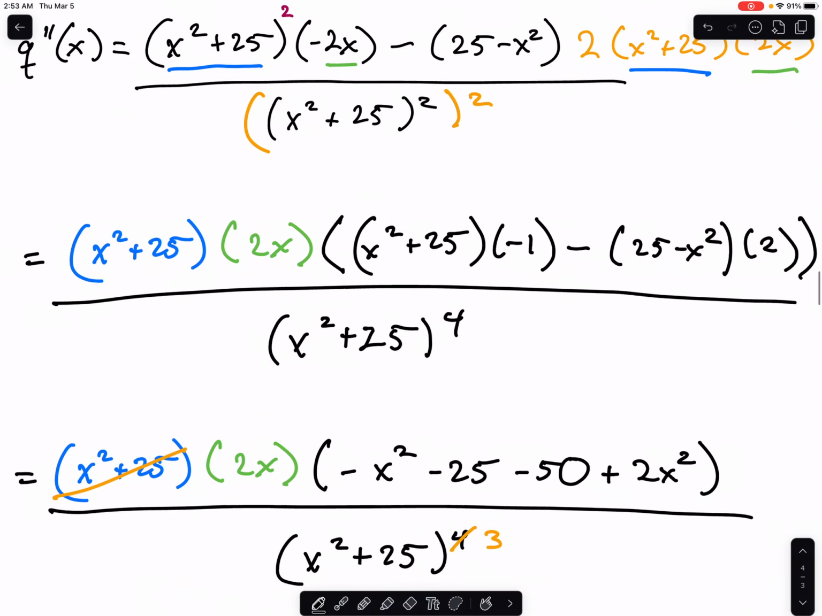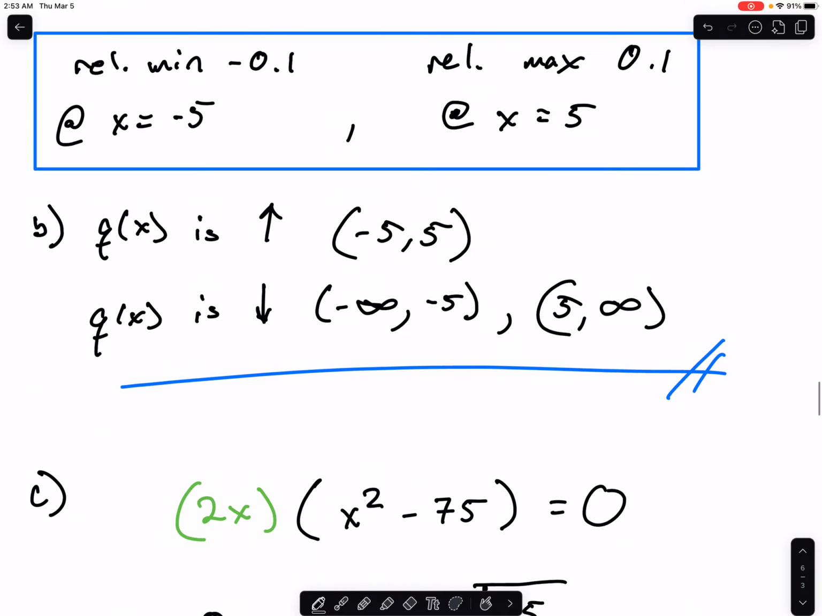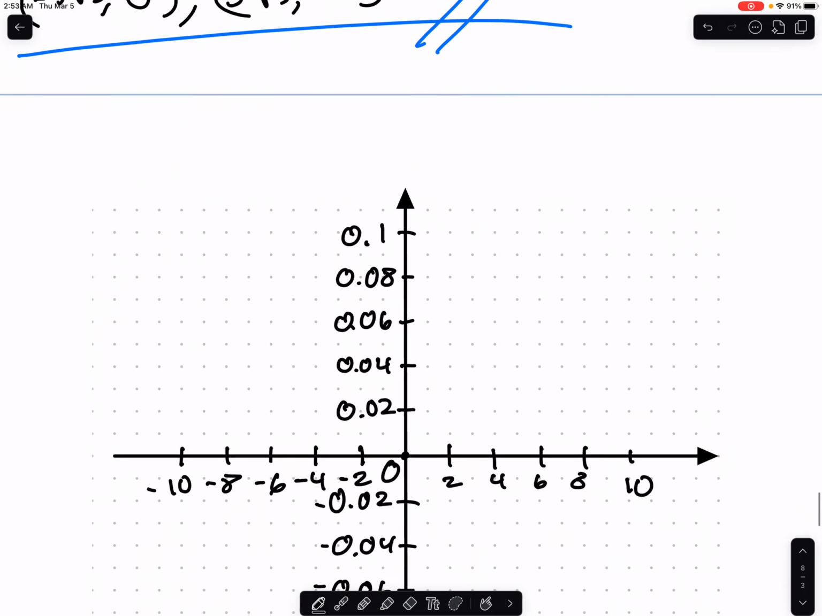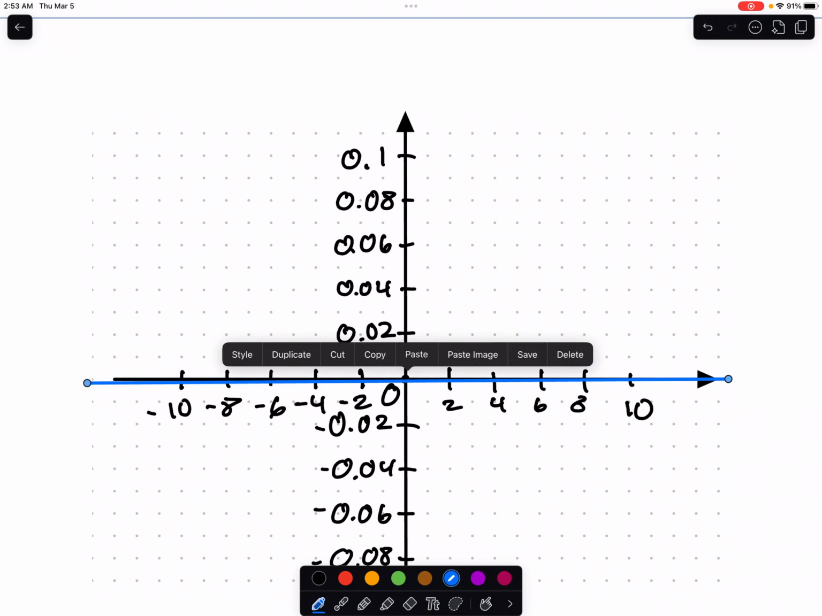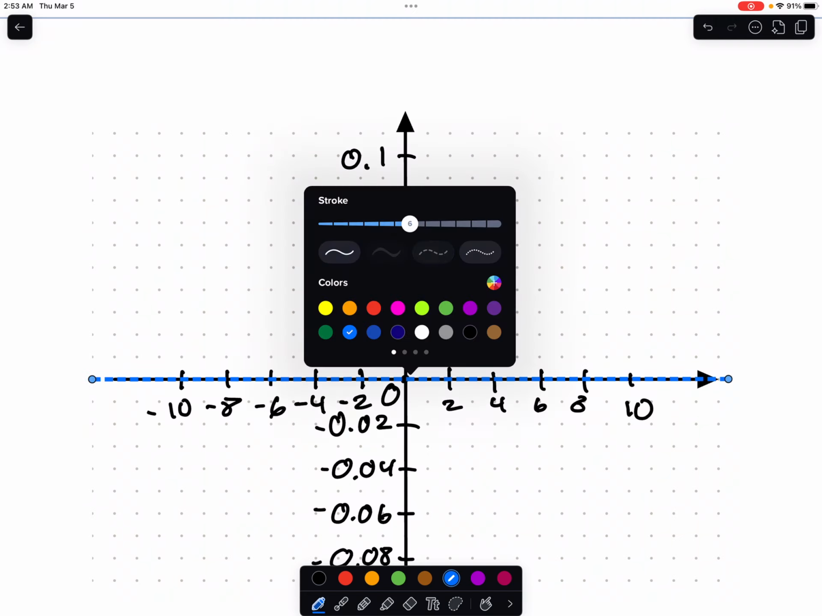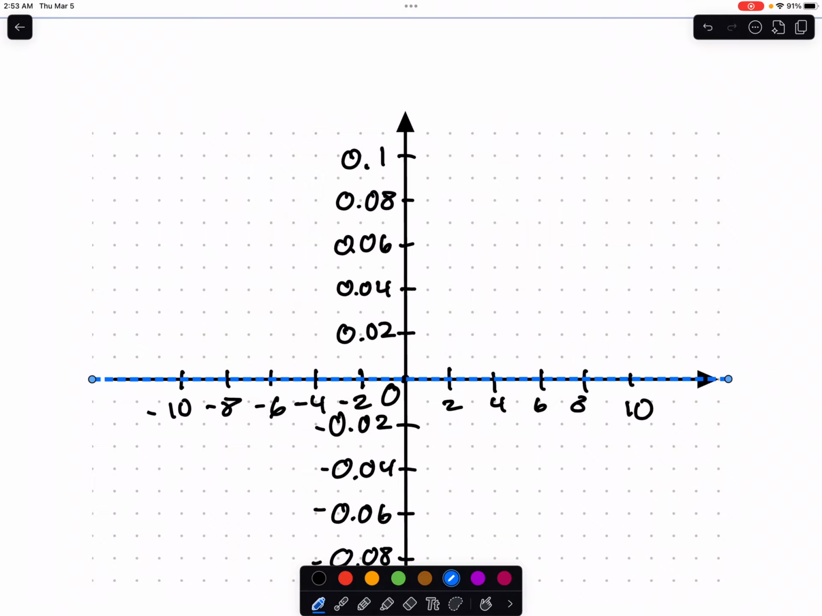Let's go ahead and capture that. Okay. So we'll do it in blue. Horizontal asymptote. Let's thicken it up just a bit and make it dashed. Okay. And that's y equals 0.